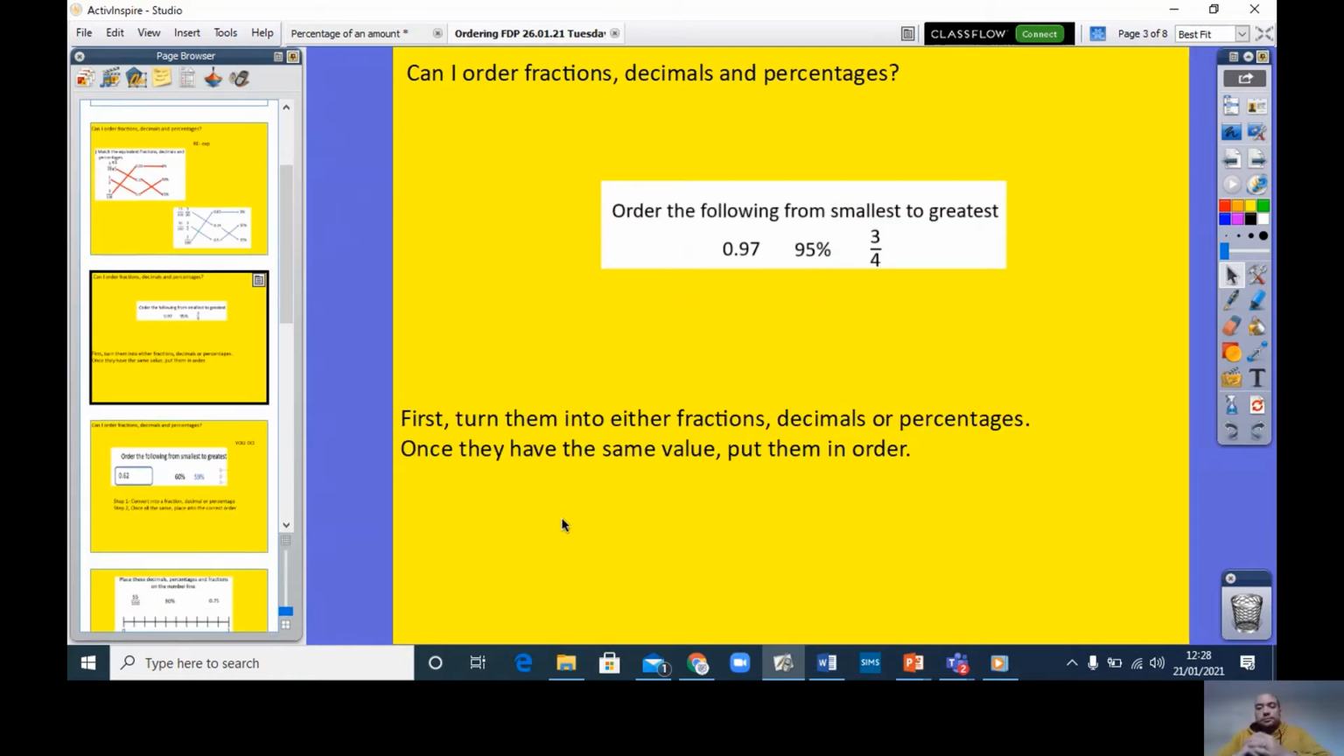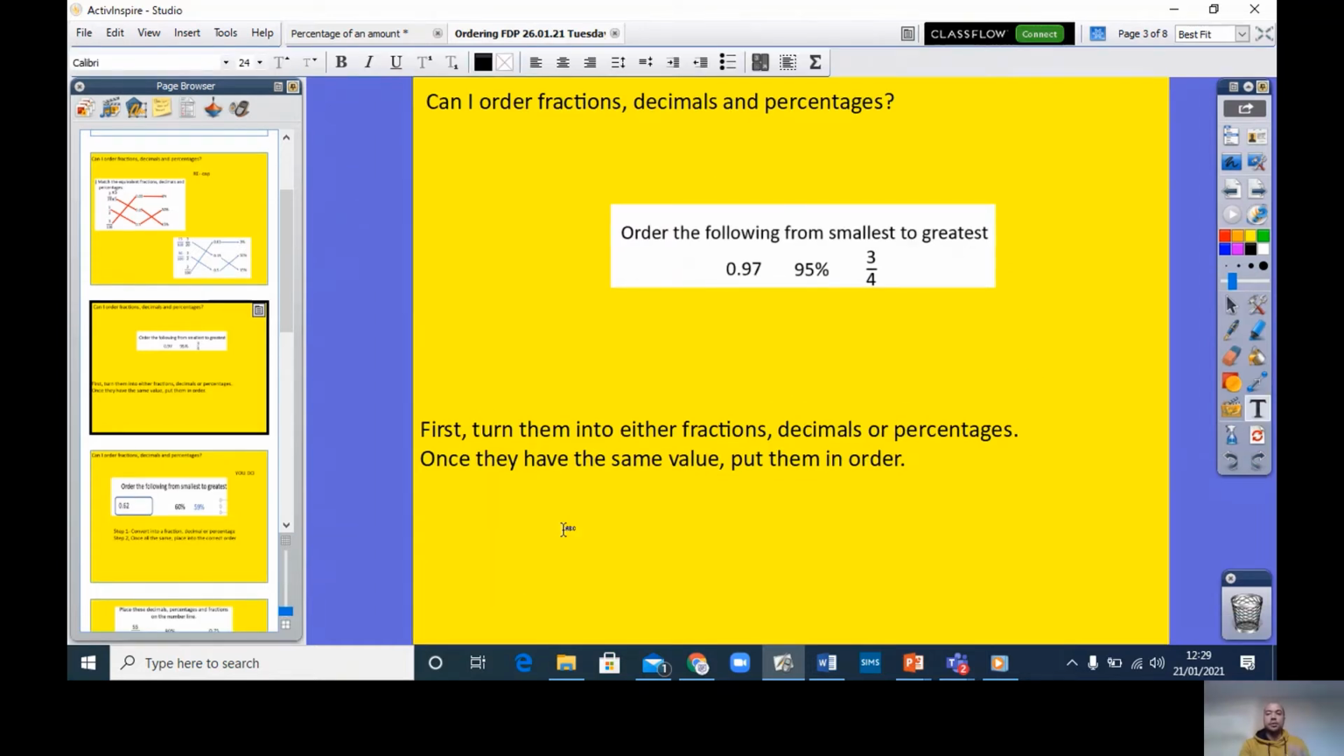So the question today: order the following from smallest to greatest. We've got 0.97, 95%, and 3/4. So like yesterday, you do this one for the learning today. The joy is you can do whatever you're most comfortable with. We're giving you the choice, you the power. So it says turn them into either fractions, decimals, or percentages. Once they have the same value, put them in order. So you decide, you're in charge.